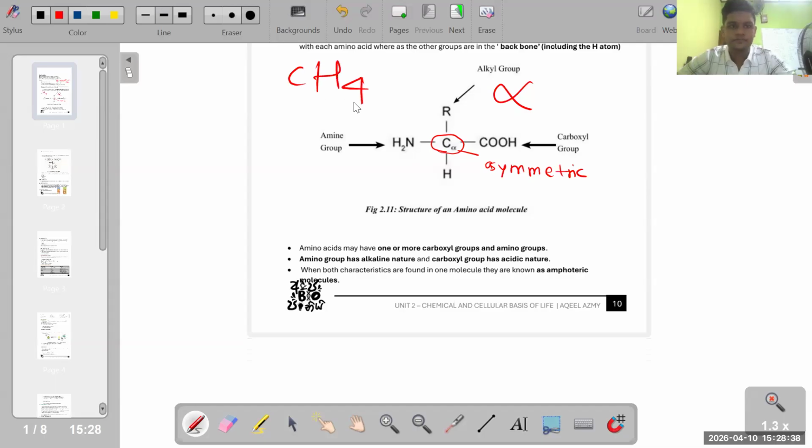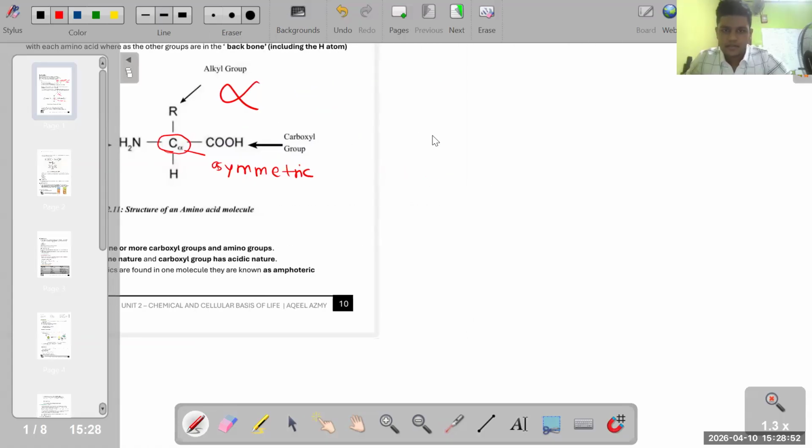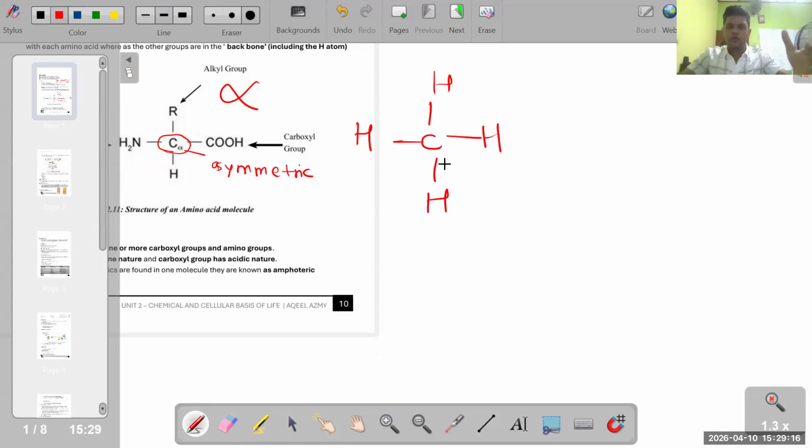What is this structure called? Methane. Can you remember? Very good. So it will be looking like this: one carbon atom, 4 hydrogen atoms. So can you see there are 4 locations, or 4 vacancies, where carbon allocates its valency for 4 groups?